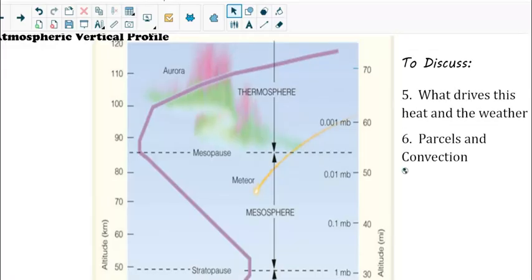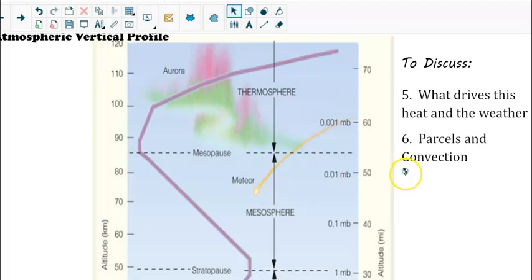Okay, then going on to our fifth subject, what drives the weather? What drives the heat? And what did I say it was? It's the sun that does that. Okay, and then of course talking about the different parcels in the weather that change it. Let me talk about parcels.